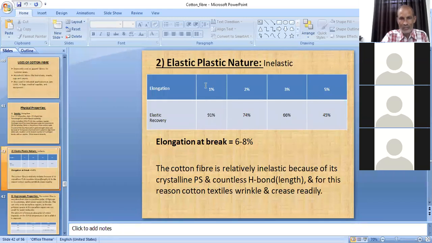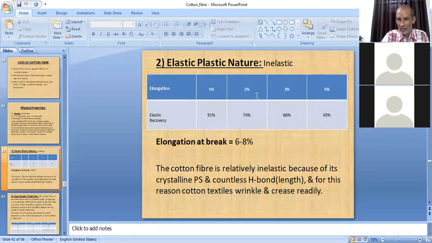Means here when we are putting less stresses and the fiber is stretched up to 1%, it is elongated up to 1%, it recovers 91%. But if it is elongated up to 2%, it recovers only 74%. When it more extension, more stretching, 3%, only 66%. 5% only 45% elastic recovery is there. So you can see when the load is less, elongation is less, then elastic recovery is good. Otherwise, it is decreasing in a very high ratio.